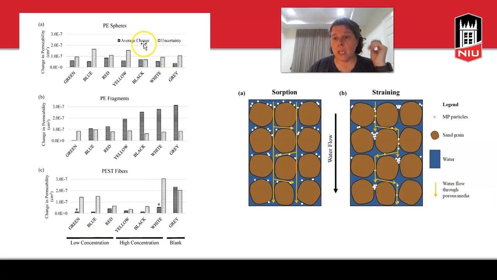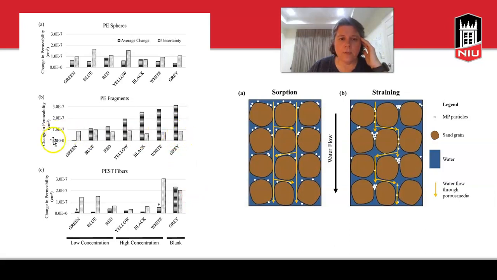And then we looked at the different types of microplastics. We did everything in triplicate to make sure. And then this is the polyethylene spheres, the fragments, and then polystyrene fibers, and we looked at all the different ones, and then we compared it to our blank, which did not have any plastics in it. And so what we see is that here is the average change in the uncertainty.